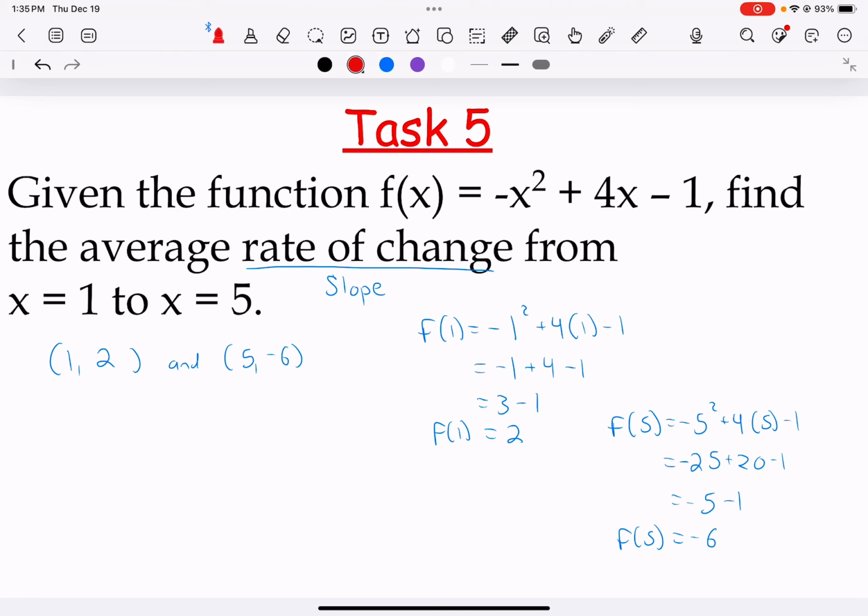Now I'm going to find the slope. I have x1 and y1, x2 and y2. So to find my slope, negative 6 minus 2 over 5 minus 1. Negative 8 over 4 is negative 2. So the slope of this function from 1 to 5 is negative 2.